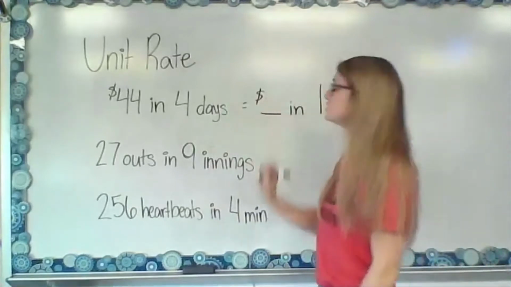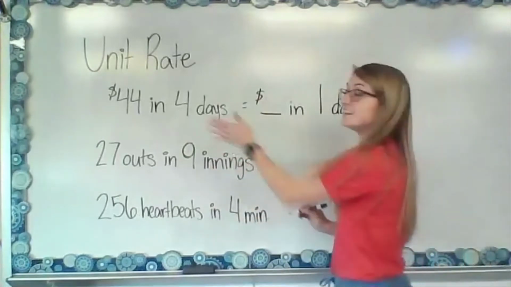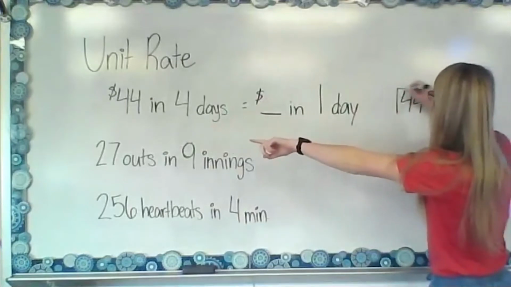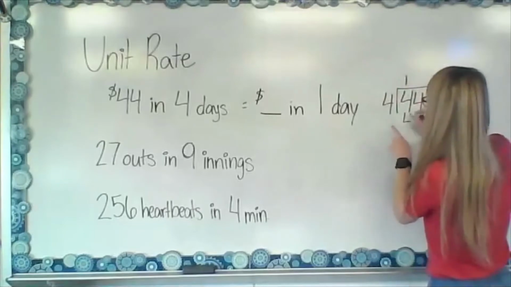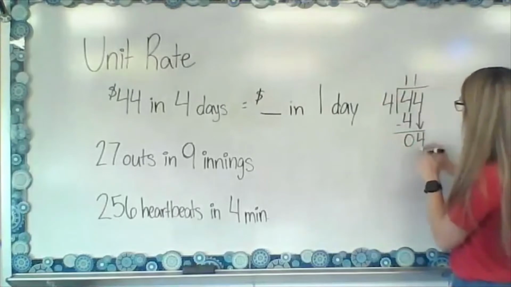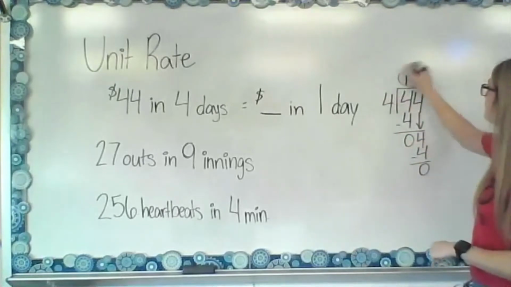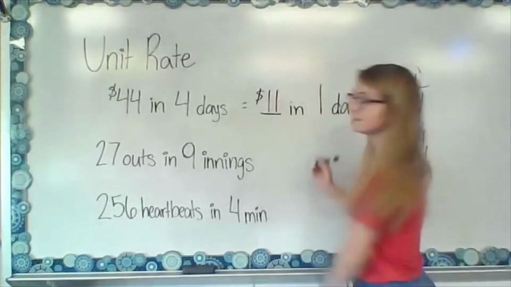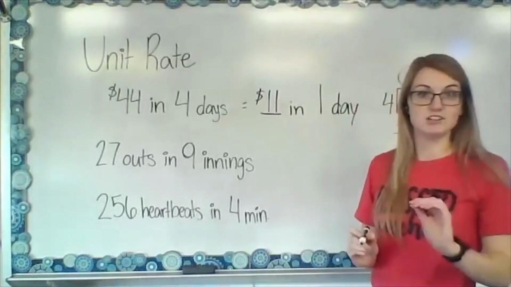How much money in 1 day? That's what we're trying to figure out. How do you do this? It's just division. We're going to take $44 and divide by 4. 4 goes into 4 once. Drop down my 4. 4 goes into 4 once. Subtract. No remainder. So what's my answer? 11. So how much do I make in 1 day? I make $11 in 1 day. The unit rate is $11.